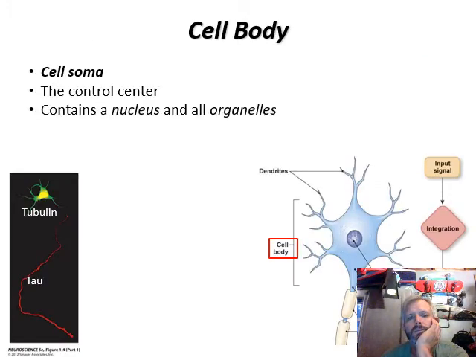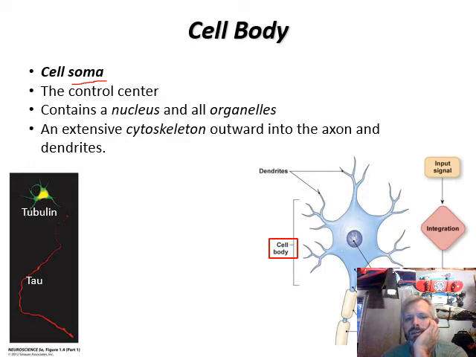So again, the cell body, also called the cell soma, is kind of the control center. It's got the nucleus, it's got all the major organelles up in this region, and it's got the cytoskeleton. It also is part of this input signal.